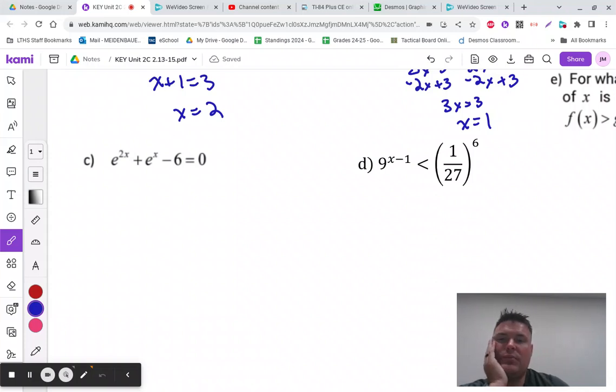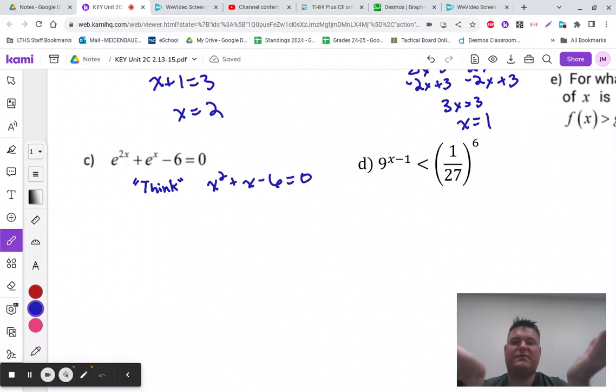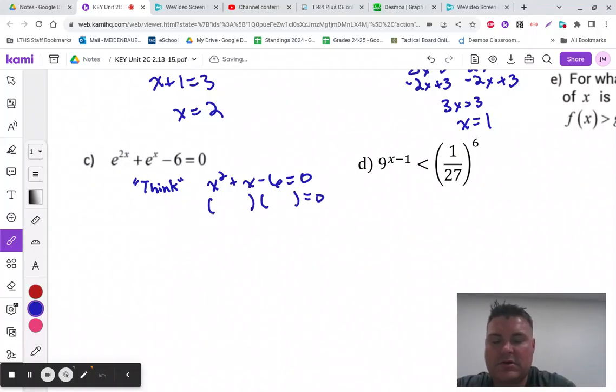Next one here. We can't get the bases all by themselves because we have 3 terms. So this is that trinomial type of looking thing here. Like if this was x squared, let me write down a thought. x squared plus x minus 6 equals 0. How would we solve for that? Well, this factors nicely. This would factor into x plus 3, x minus 2.